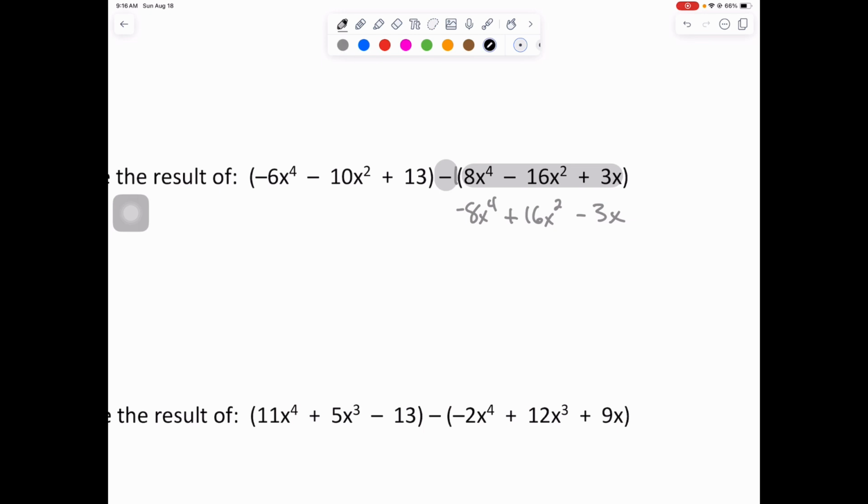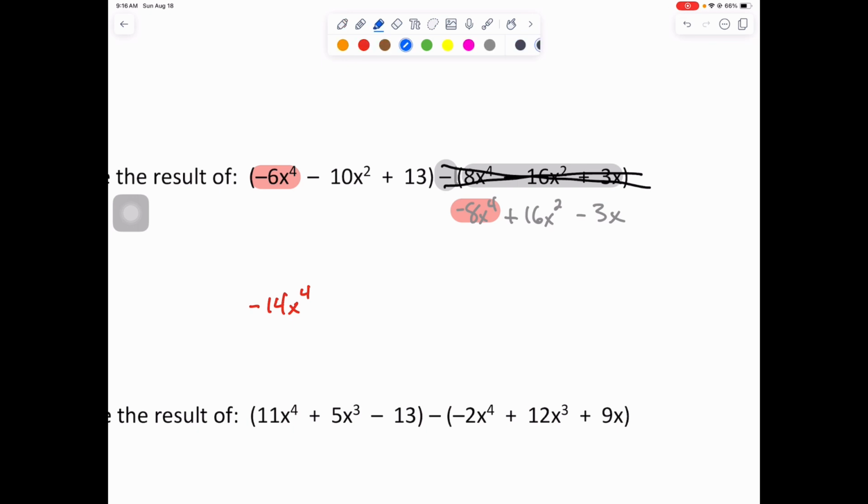All right, so now that we're done with that, I'm just going to cross it out. We're done with it. Let's set it and forget it. And then we're going to do the exact same thing we just did above. So negative 6x to the fourth, what can we combine it with? Yes, that negative 8x to the fourth. If I was in the hole $6 and I borrowed another $8, how much do I owe? I owe $14, x to the fourth.